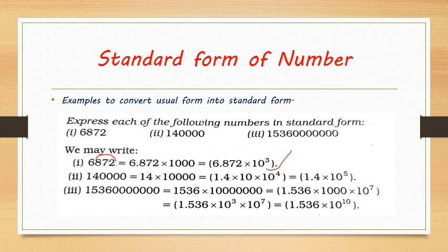Now similarly we have 140,000. Currently the decimal will be here. Now we have to move your decimal here. So how many places do we have to move? That is 5 places. So what do we have to write now? We just have to write 1.4 and 10 to the power 5, because we have moved 5 decimal places. Okay, now we have discussed this one.